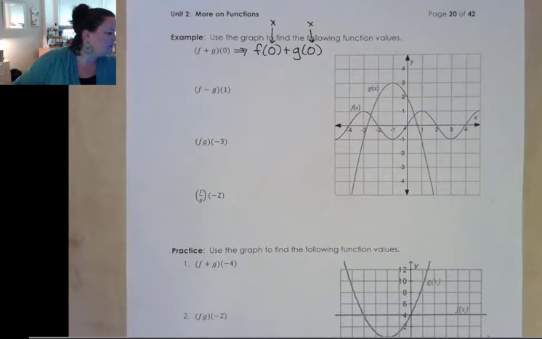So notice here, I was going to see if I had another marker. I don't think I do.